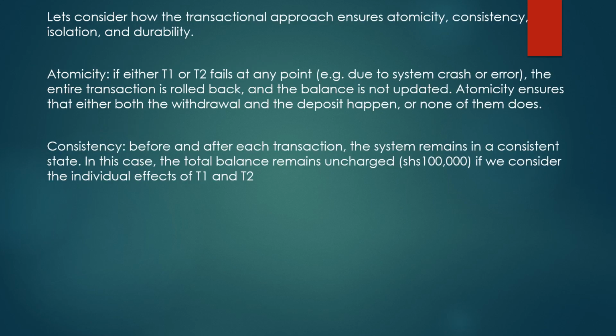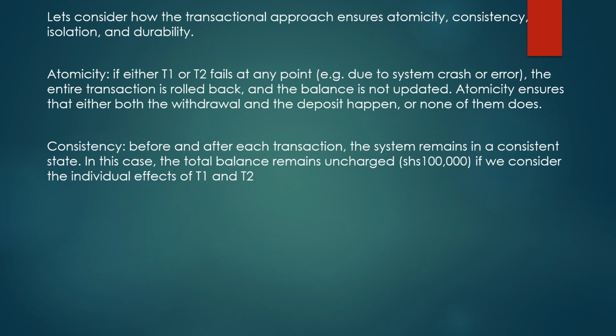So let us consider how the transactional approach ensures atomicity, consistency, isolation, and durability. Now we are relating it to the example that we looked at previously. So atomicity here: if either T1 or T2 fails at any point, for example due to system crash, error or network issues, the entire transaction is rolled back. What is rolled back? Rolled back implies reversing or taking it back to the state where it was at first.